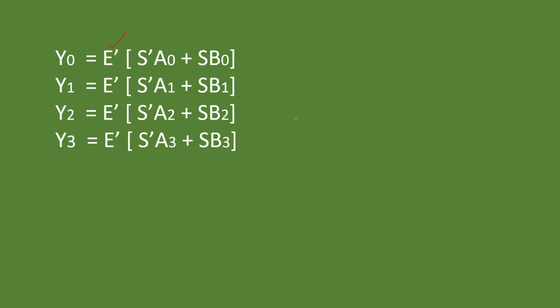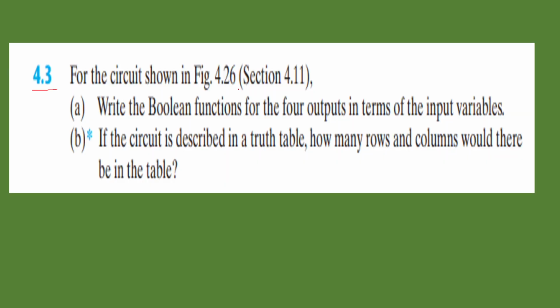So now how many input lines we have? That is another question being asked, isn't it? So we have written the Boolean functions for the 4 outputs in terms of the input variables, and described in a truth table how many rows and columns would there be in the table. So we have 10 inputs. So what are the possibilities? How many combinations? It is 2 power 10, isn't it? 2 power number of inputs, 2 power 10. So that means it is 1024 rows we should have.